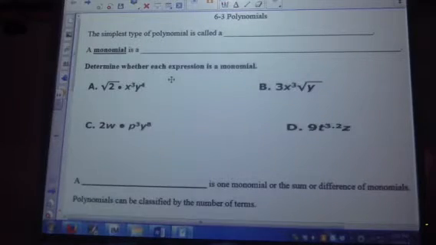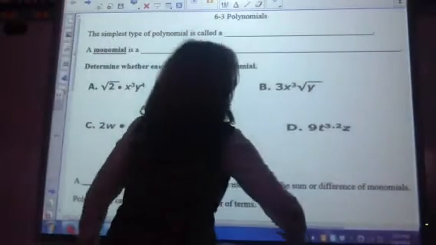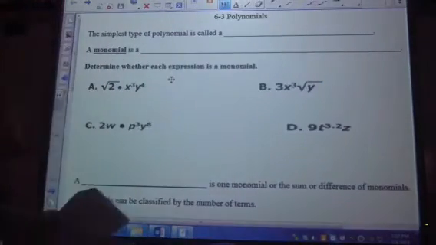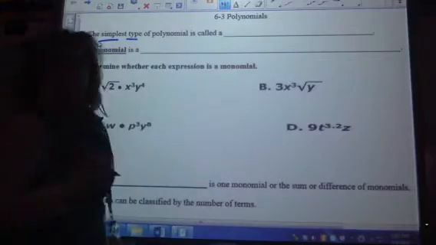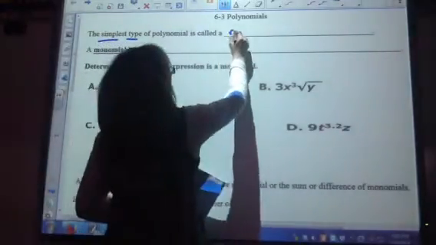All right, guys, we're going to do Unit 6, Section 3, talking about polynomials. All right? The simplest type of polynomial is called a monomial.